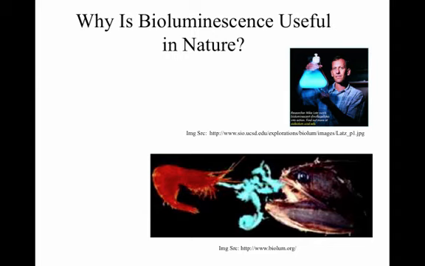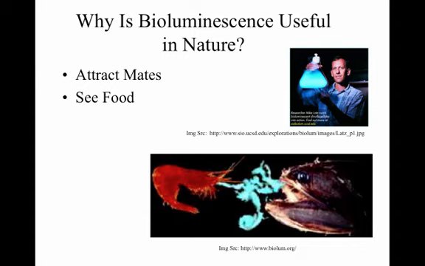Let's talk about, first of all, why GFP or bioluminescence in general would be useful in nature, and from there we'll talk about the lab. So in nature, bioluminescence can be useful to organisms for a number of reasons. It could help them to attract mates. For example, I believe fireflies, when they're trying to attract mates, will shine their lights in sort of a species-specific pattern to kind of attract the opposite gender.